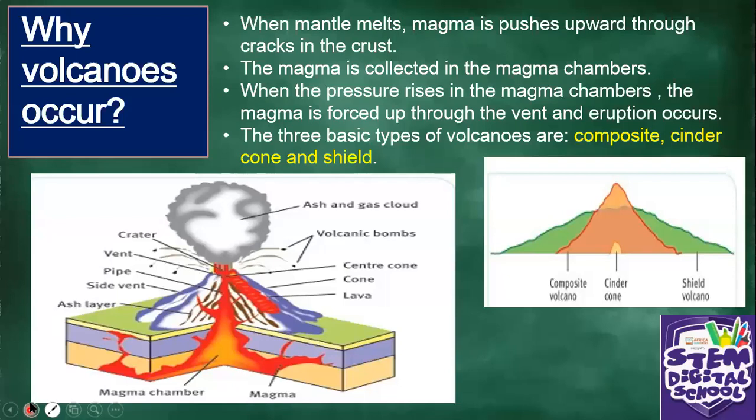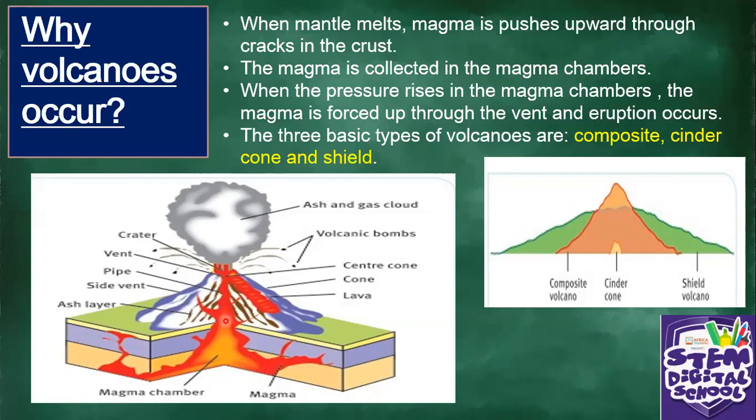Okay, now we look at why volcanoes occur. What happens underneath the earth for volcanoes to occur? I want you to listen properly. When mantle melts, let me just show you. This is the mantle here, on the left picture, where I'm pointing. So when mantle melts, magma, the red part, pushes upward through cracks in the crust. You can see it's pushing upward.